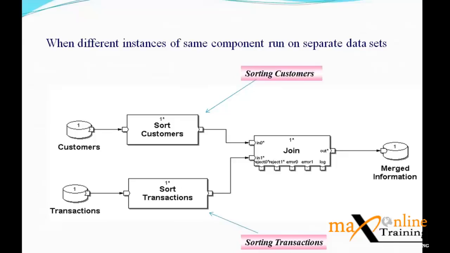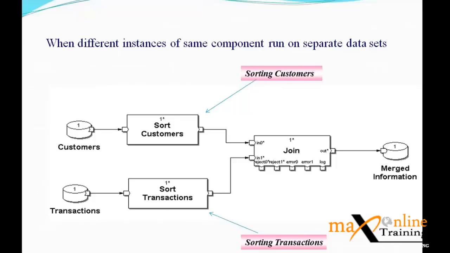Here we have two branches. This is a sample graph. We have a customers file and a transactions file. We are sorting the data, joining the data, and the output is stored in an output file. So in this particular graph, we have two input files, two sort components, a join component, and an output file component.